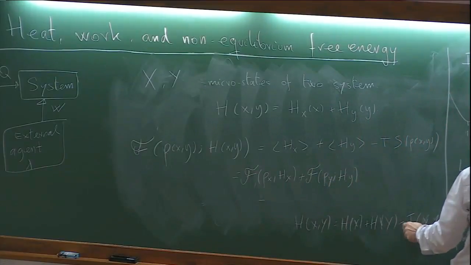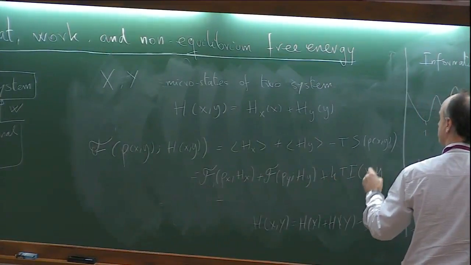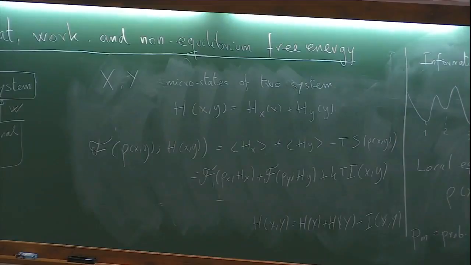And here you get kT times the mutual information. So when I have two systems which are correlated, the free energy is the sum of the two free energies plus the mutual information. And you see that the mutual information, which is a measure of correlations, is something that increases the free energy. So correlations increase the ability to extract work.